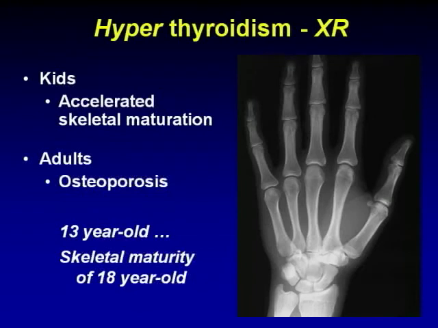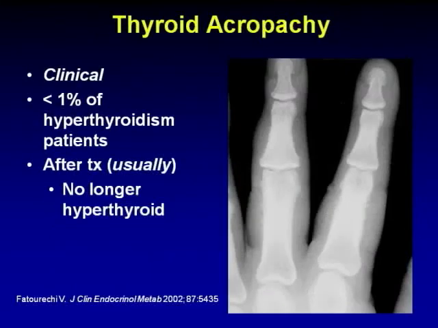With hyperthyroidism, in kids, there's accelerated skeletal maturation, and we don't see much other than in this 13-year-old who has accelerated skeletal maturation, skeletal maturity of an 18-year-old. In adults, there's increased bone turnover and osteoporosis, not very exciting.